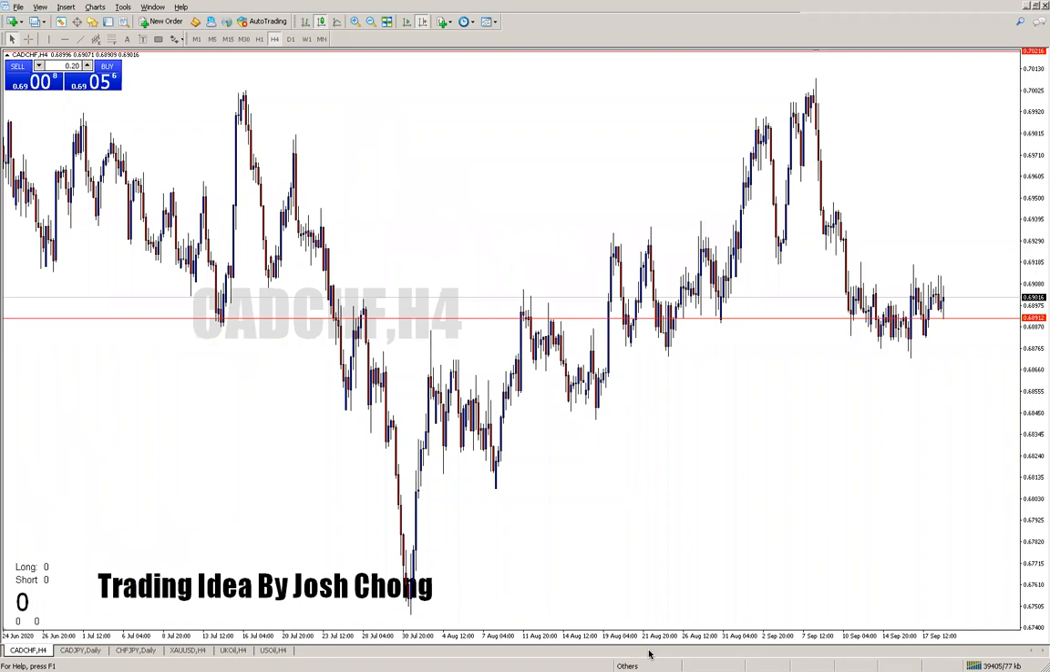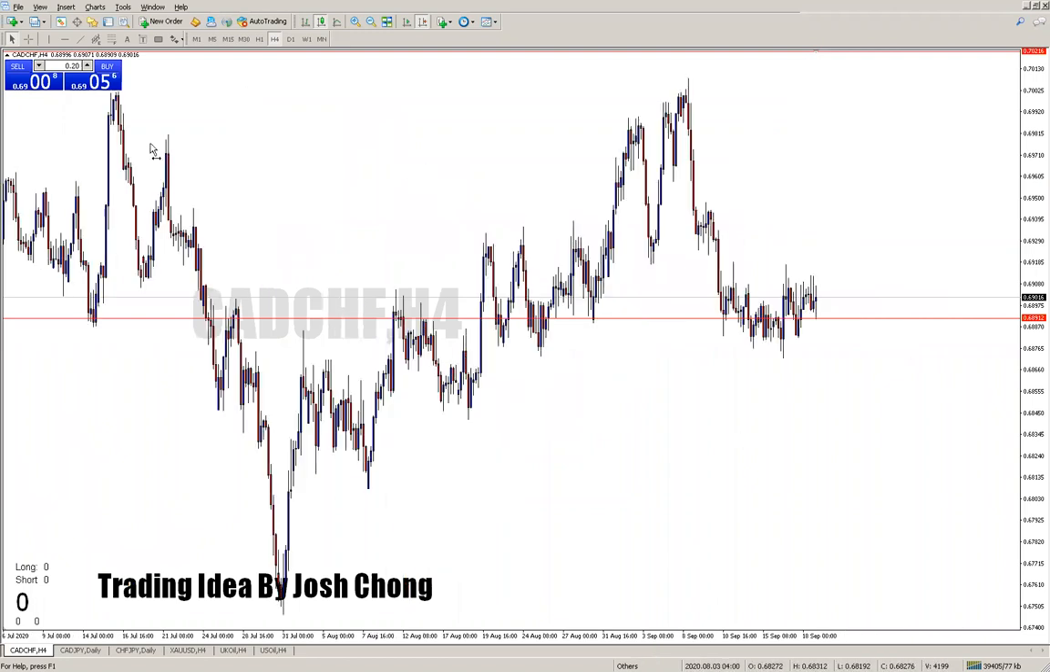Next will be CAD CHF and CAD JPY. Just now we talked about EUR/CHF, AUD/CHF, GBP/CHF, and NZD/CHF. Every one of those pairs is telling us an uptrend. So let's look into CAD CHF.